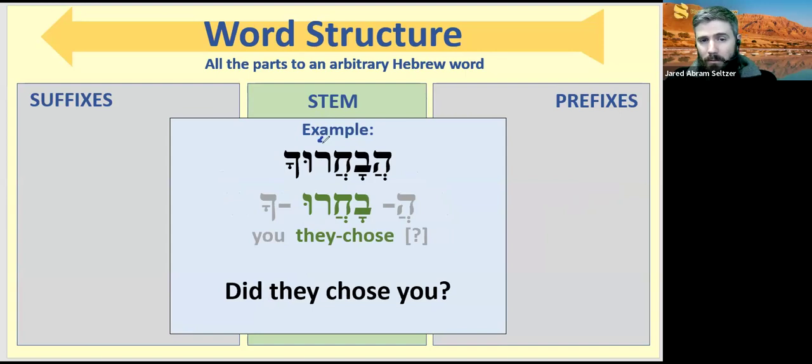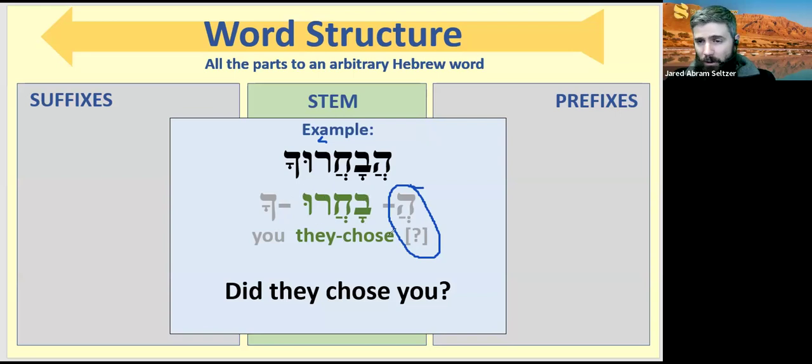Habacharucha. Habacharucha. Now you can hear me intonating my voice like it's a question. Why? Because there's a prefixed interrogative particle. Ha. Question. Cha is a pronominal suffix that refers to you, masculine singular. And then the heart of the word is bacharu.